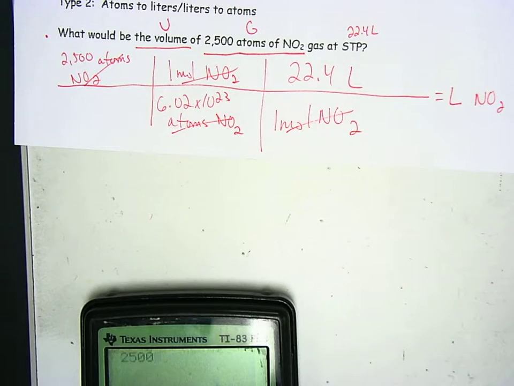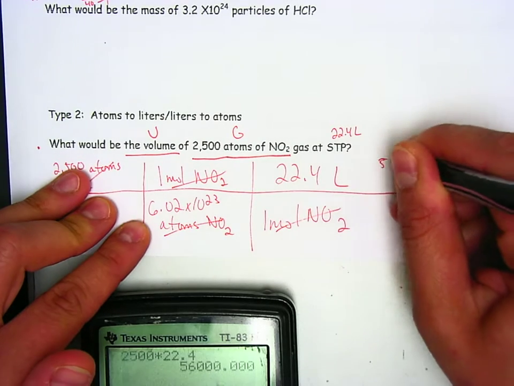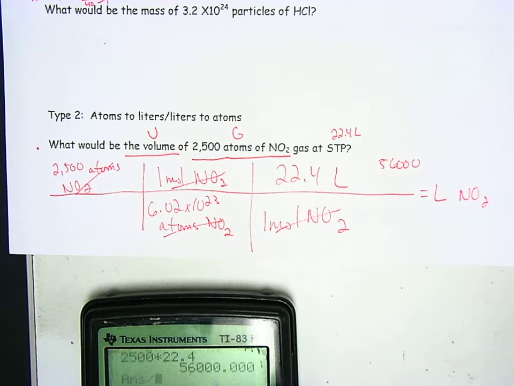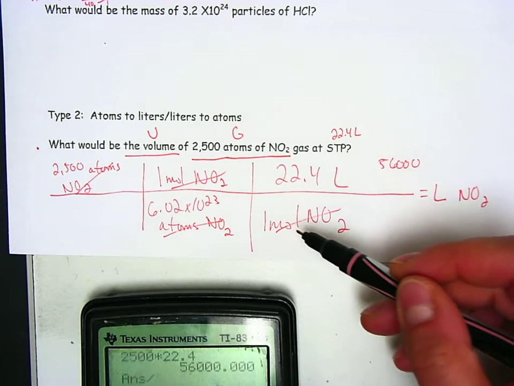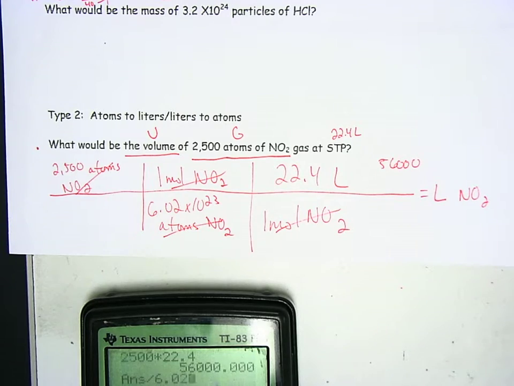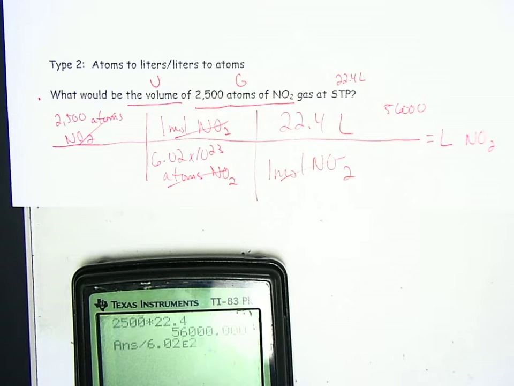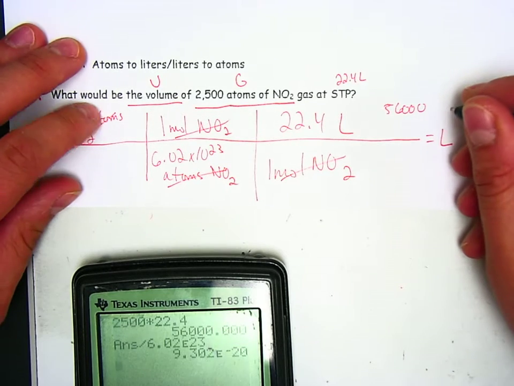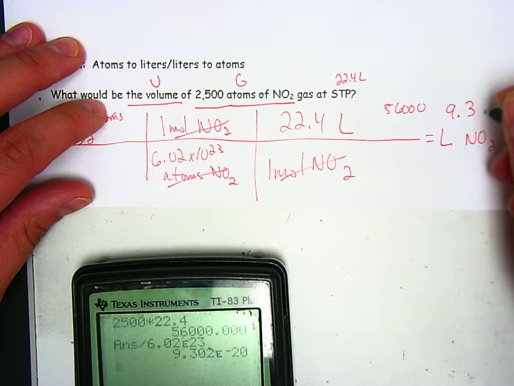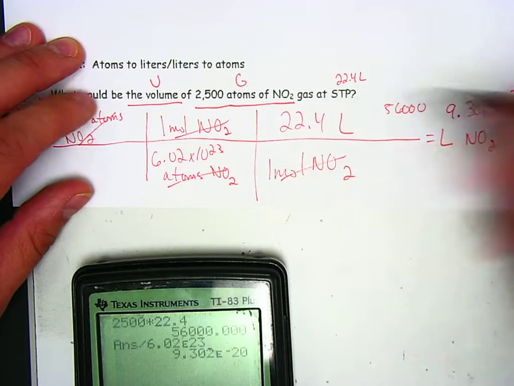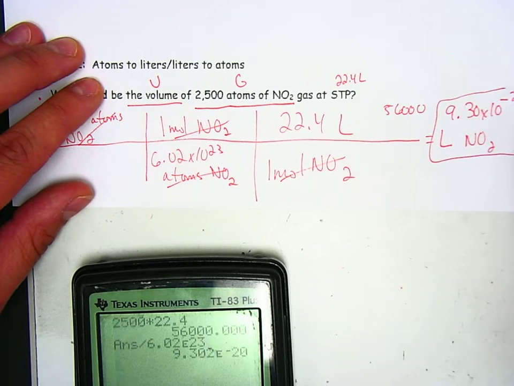So to do the math here, 2,500, here we go, times 22.4. If you want to write this down, you can. 56,000. You don't have to write that top number down. And then we're going to divide by the bottom numbers, which we ignore the 1. It's not going to change your answer. 6.02. Second button, EE. So there's your E23. So your answer is going to be 9.3 times 10 to the negative 20, because you're dividing by a very large number, so you're going to end up with a very small number.